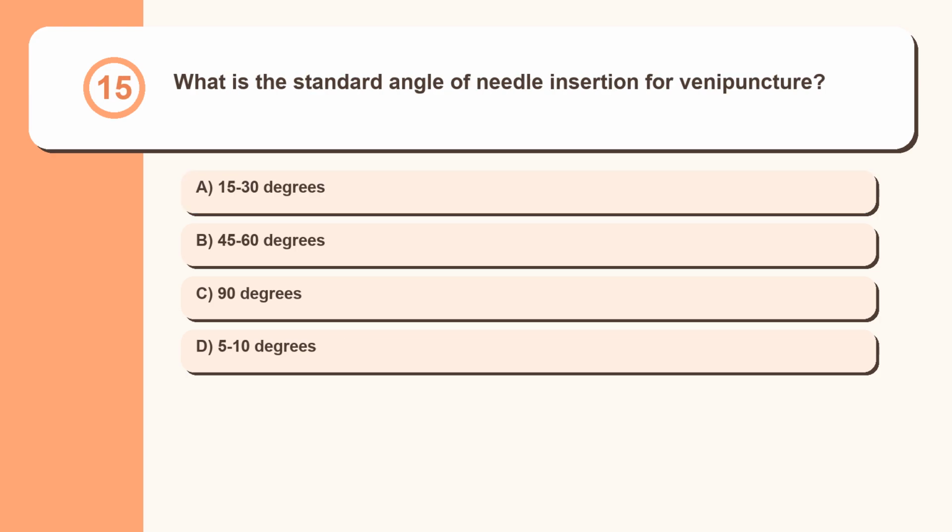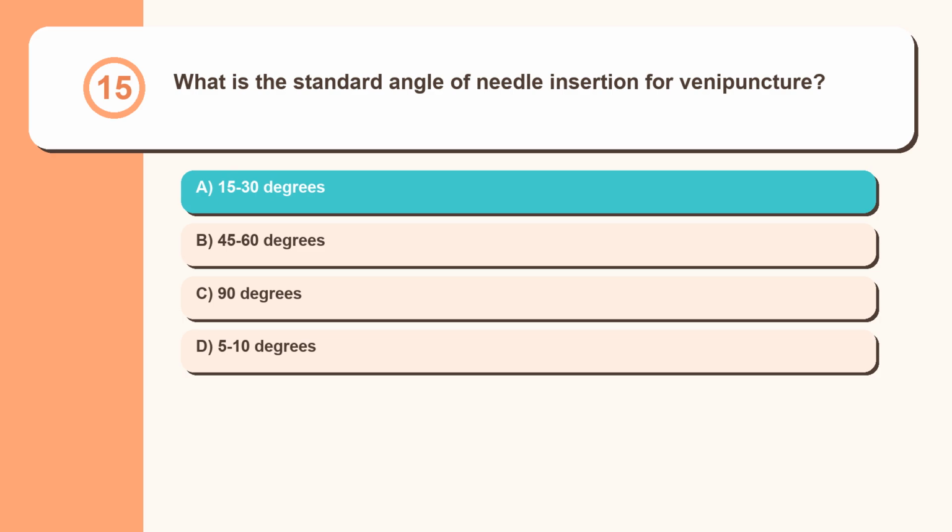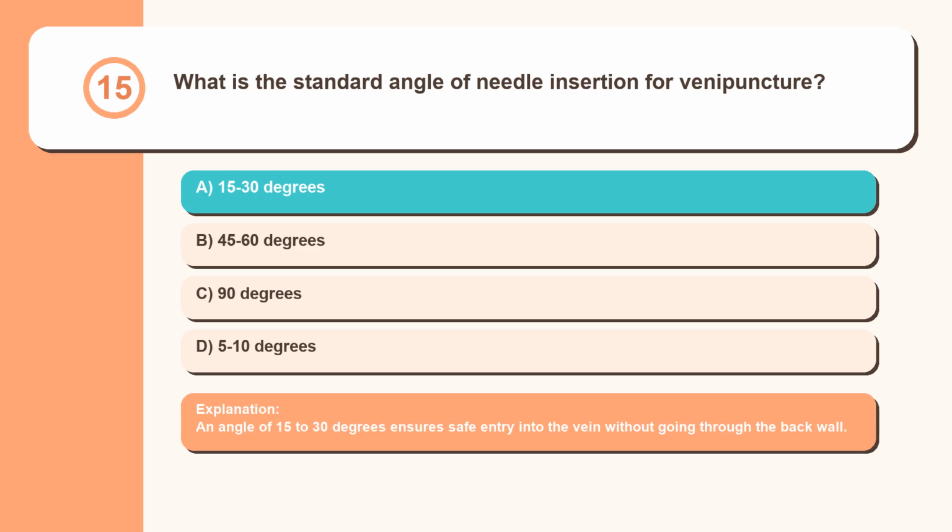Question 15. What is the standard angle of needle insertion for venipuncture? 15 to 30 degrees, 45 to 60 degrees, 90 degrees, 5 to 10 degrees. An angle of 15 to 30 degrees ensures safe entry into the vein without going through the back wall.